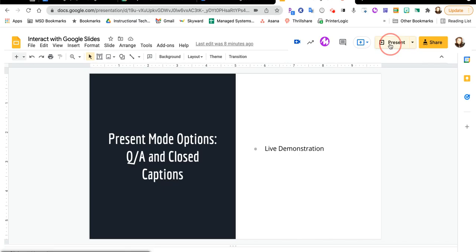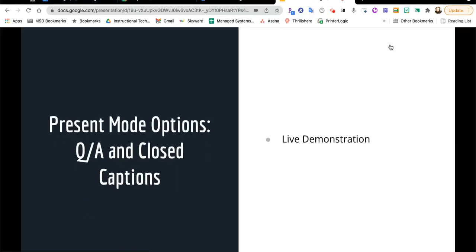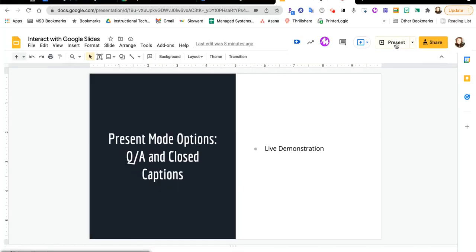If we hit present, it's going to obviously go into the present mode. I'm going to just click out of that for a moment. We're going to go over here to the little arrow right to the right of present. We're going to click on that. That's going to give us presenter view. Presenter view, I highly recommend if you're doing Google Meet and presenting a Google slide presentation.